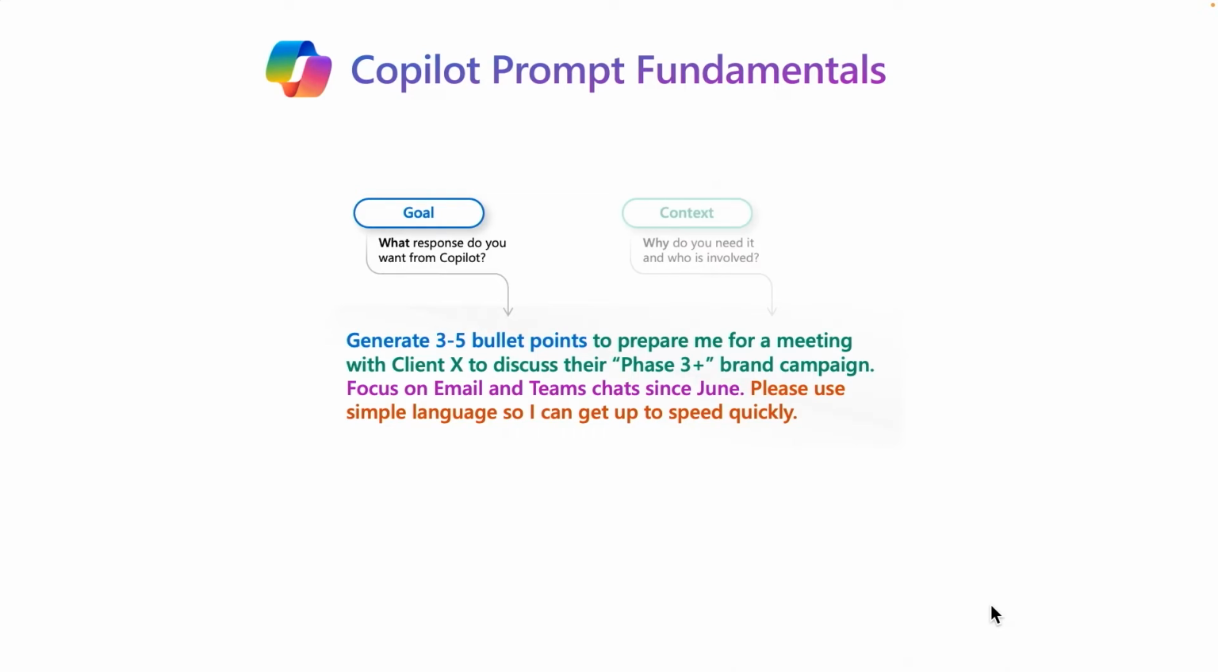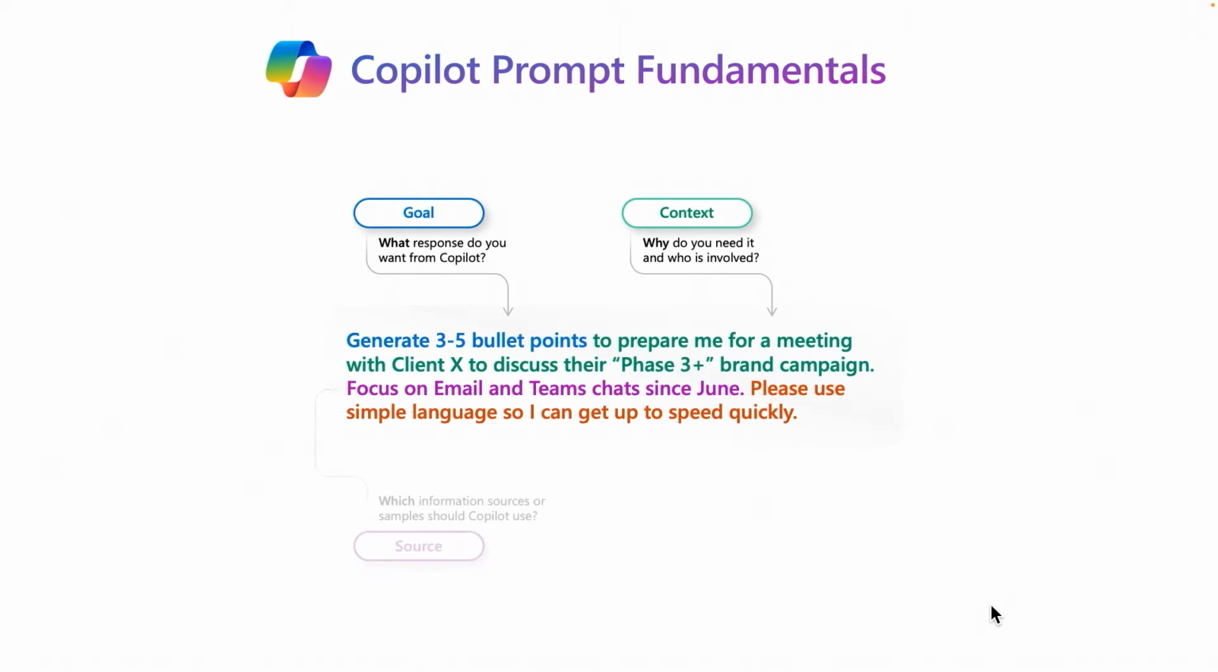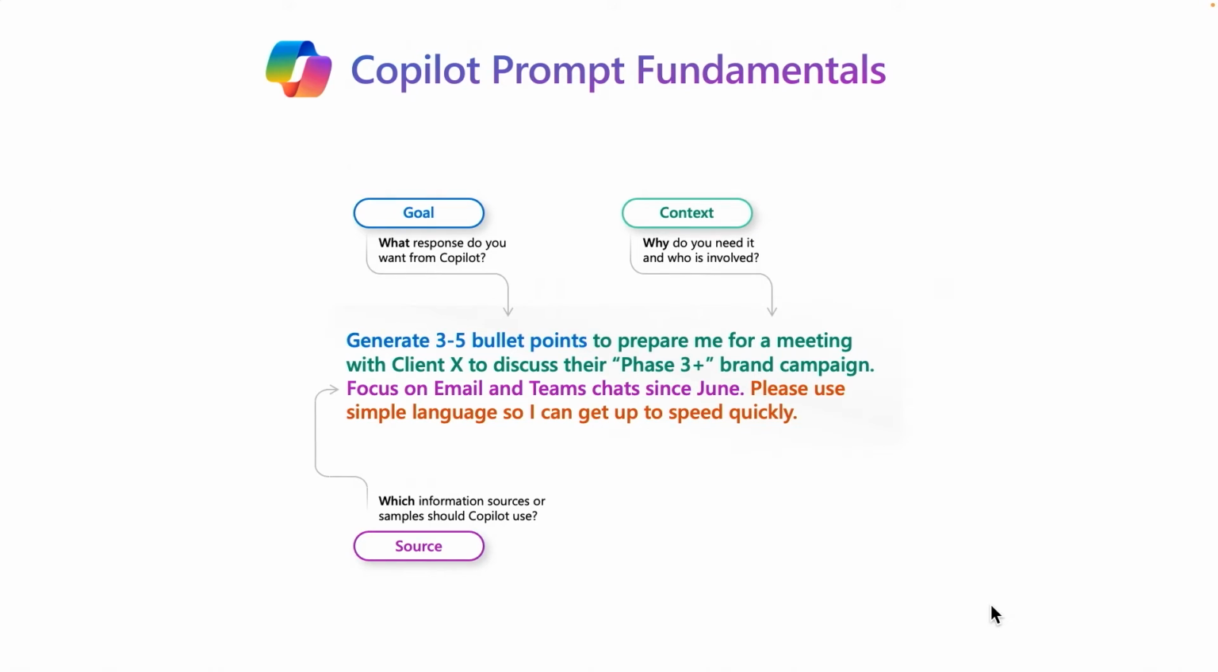Perfect. Okay. Next is what's the context? Well, who are we meeting with? It looks like client X to discuss their phase 3 branding. But in addition to that, there might be a little bit more you want to add when it comes to what's the source of some of this information. So notice we want to focus on email and Teams chats, and even since June. So we're kind of giving it a filter, if you will. And then the last thing, please use simple language, is what are the expectations we want to tell the LLM, the large language model, to do?